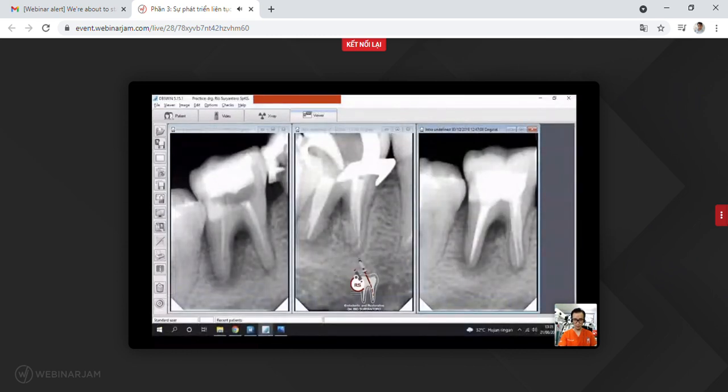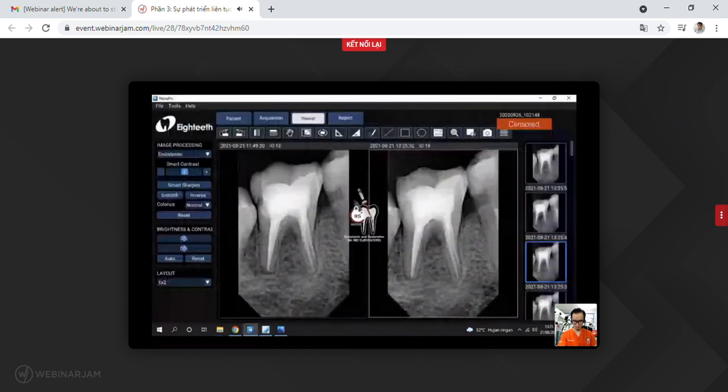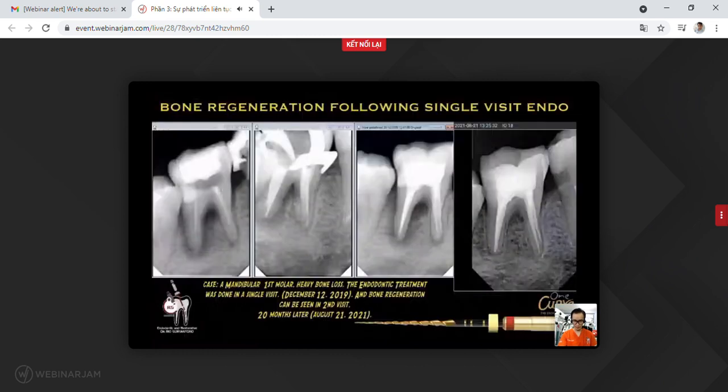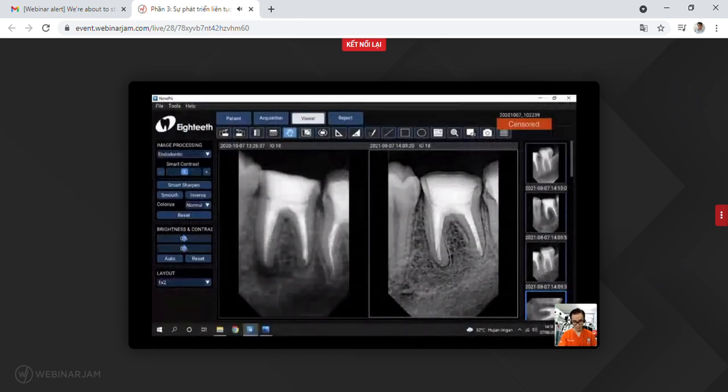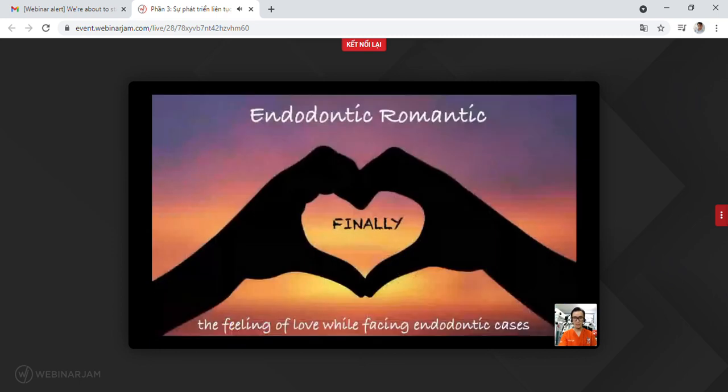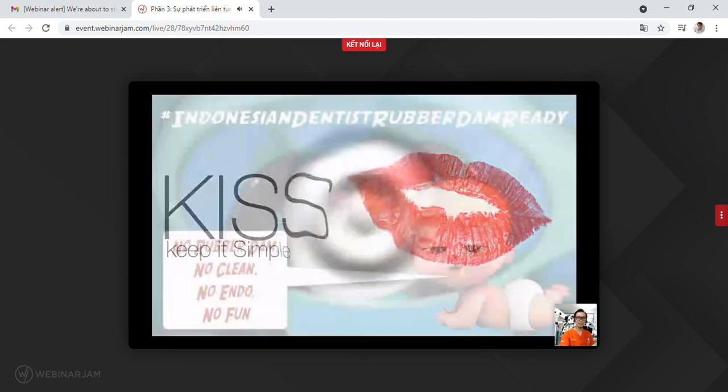And this is also how I can achieve complete healing. Complete healing also occurs after 10 months or 7 months. Complete healing also occurs after 12, 20 months. 20 months later, complete healing occurs after very severe bone loss. And this one is 10 months.